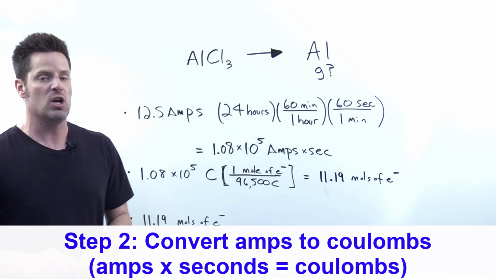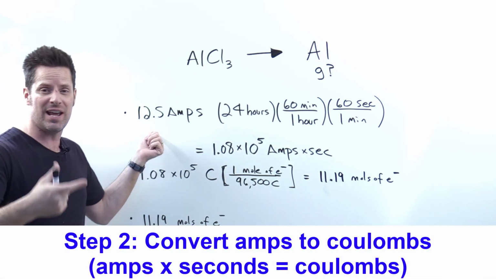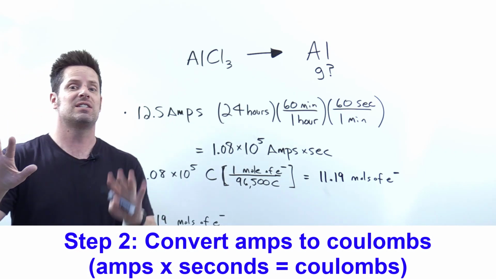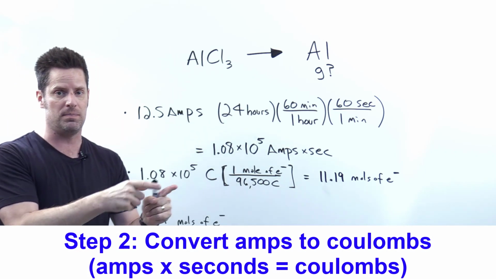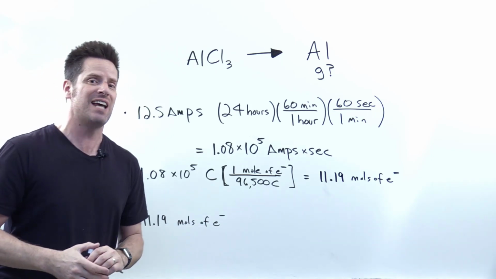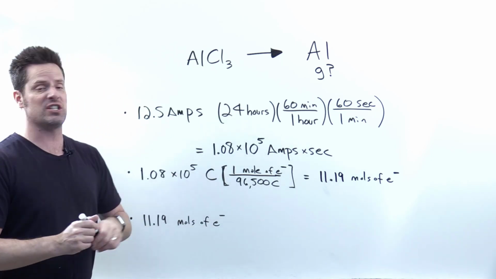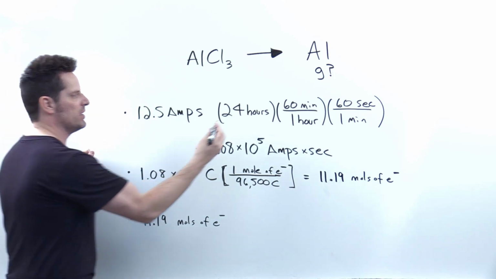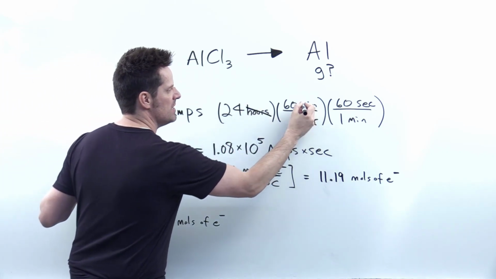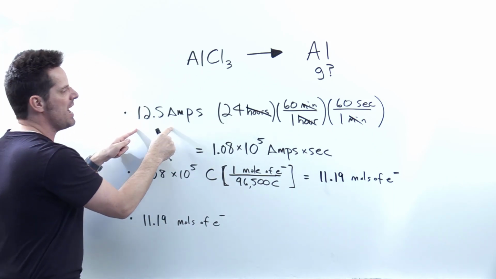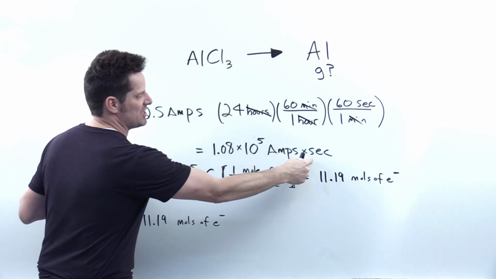The next step is we need to convert the amps provided in the question to coulombs. How do we do that? Well, it turns out amps times seconds equals coulombs. Now, the question, of course, gives us an amount of time that this amperage is run in hours. So I need to do some conversion, hours to seconds, as indicated right here. You'll notice that my hours cancel out hours here, minutes, minutes, and I multiply all this thing through with my 12.5 amps, and I end up getting final units of amps times seconds.